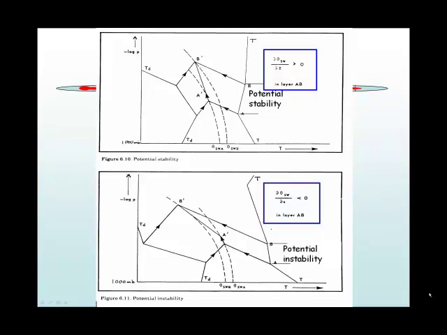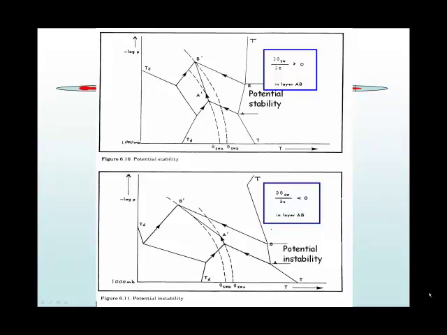And here we can see that the layer is potentially stable because it's statically stable before lifting, and after lifting it's still statically stable. So there's no potential instability here at all, it's potentially stable. And we notice that for the layer, d/dz of the wet bulb potential temperature is greater than 0. And so that's a condition for potential stability.